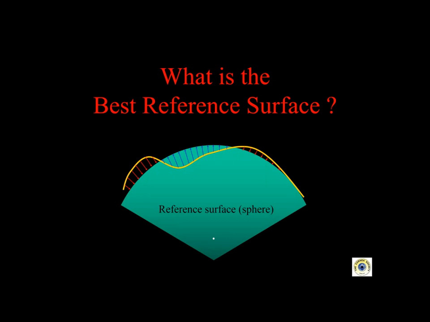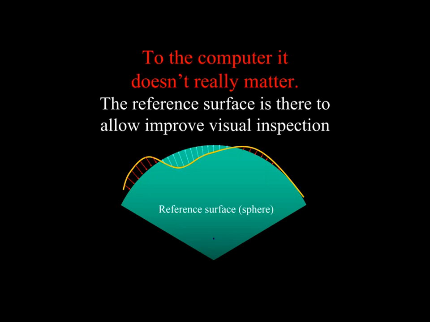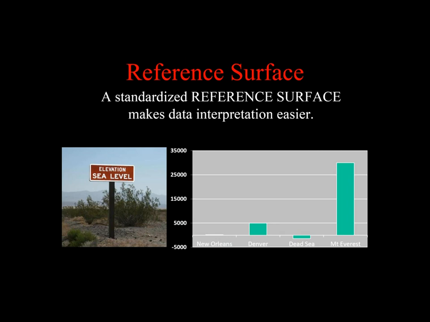But is it the best reference surface? Again, as I said before, the reference surface doesn't affect accuracy. It's there to improve visual inspection. The most common analogy, one that we're all used to, is looking at maps of the Earth. And when we use maps of the Earth, the reference surface is sea level. There's nothing magical about sea level except it's easy to understand.